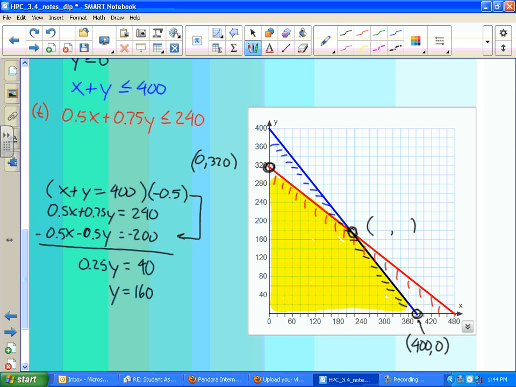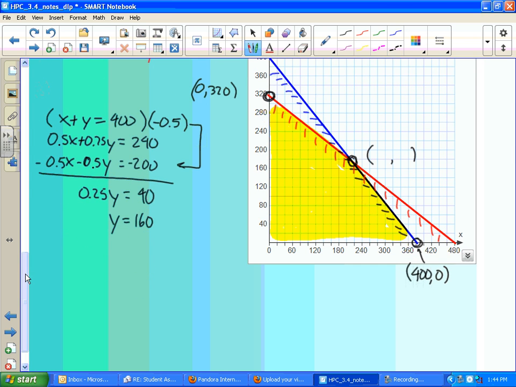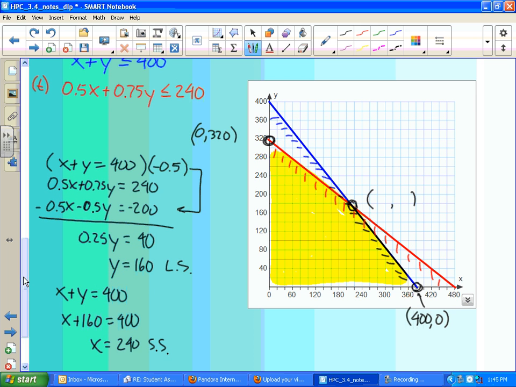All right. We now know the number of long sleeve shirts, right? y is long sleeve shirts. So that is the number of long sleeve shirts. x would then be found probably easiestly. That's a new word I invented. Easiestly. You would plug in 160 into here, and I get x plus 160 equals 400. So x is equal to 240 short sleeves. There we go. We have found the missing corner point: 240, 160.